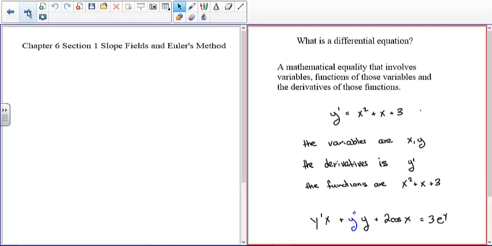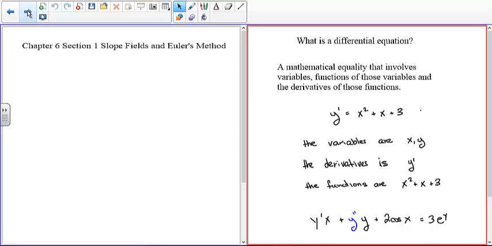But before we start that, let's just talk about what a differential equation is. A differential equation is a mathematical equality that involves variables, functions of variables, and the derivatives of those functions. So here is one that should look familiar. Something we've seen before: y prime is equal to x squared plus x plus 3. So the variables are x and y. x would be the independent variable, y would be the dependent variable.